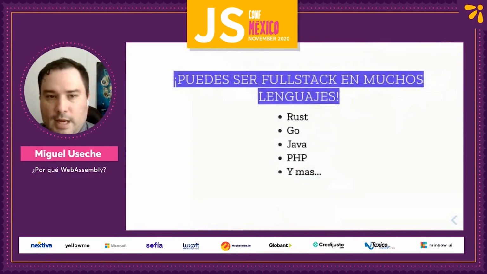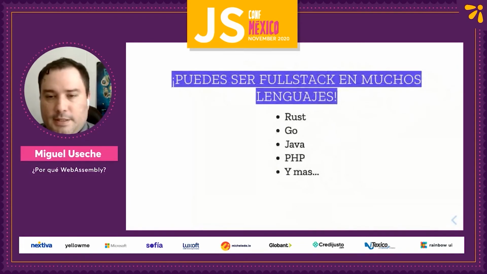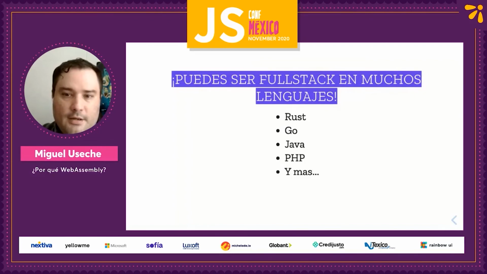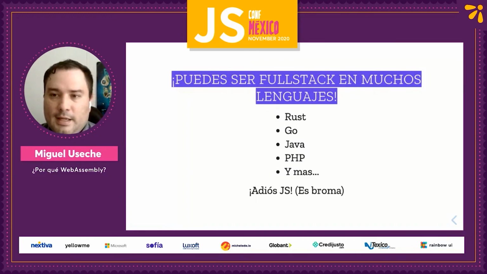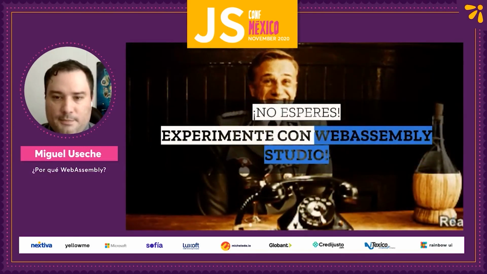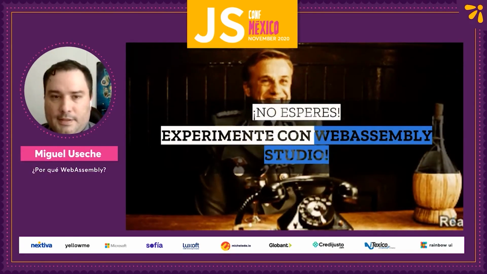So these are the advantages of full stack in many languages: Rust, Go, Java, PHP, and more. And that's it. And you can say goodbye to JavaScript. Well, this is a joke. Of course, we will never replace one with the other. But don't wait. Go and enter WebAssembly.